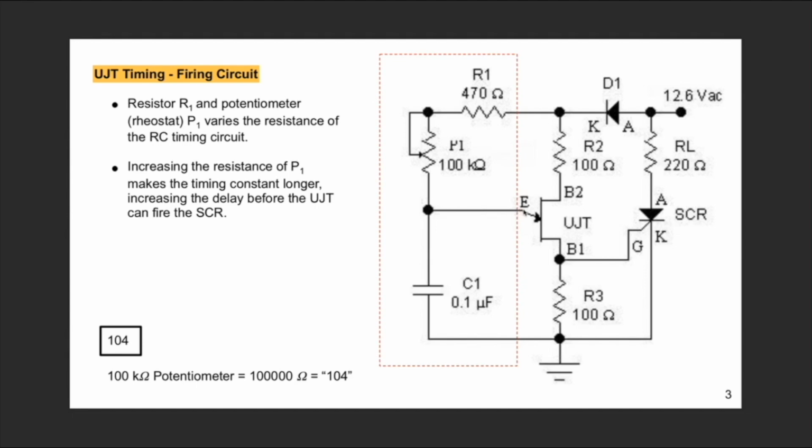UJT at the peak point voltage then will trigger, and the UJT will suddenly switch into conduction. We have a surge of current through resistor R3, therefore a surge of voltage, and that provides the voltage spike at the gate of the SCR to trigger the SCR. And by varying the position of the wiper here, you control how long it takes for the capacitor to charge sufficiently to trigger the UJT, which is used to generate a firing pulse in the SCR.